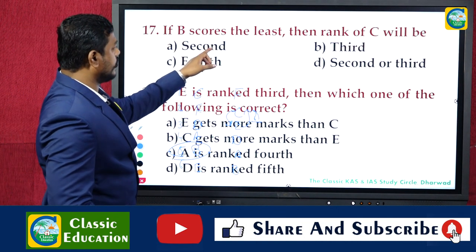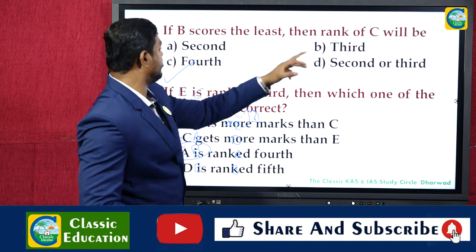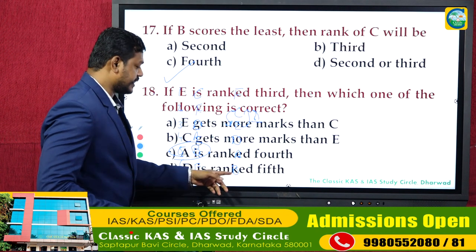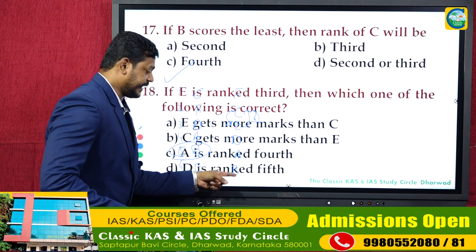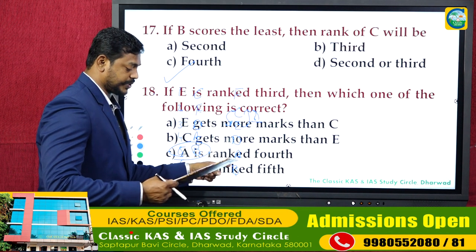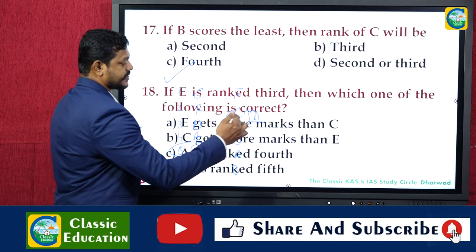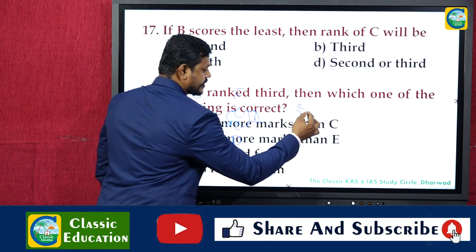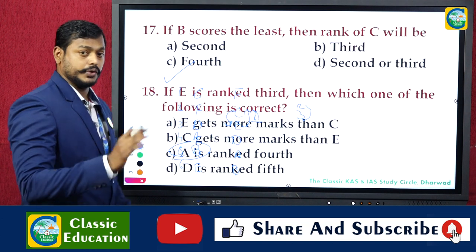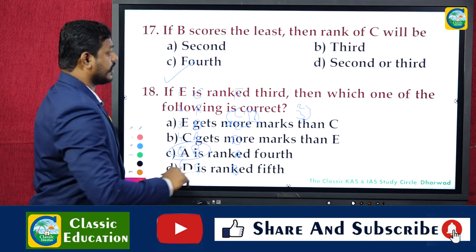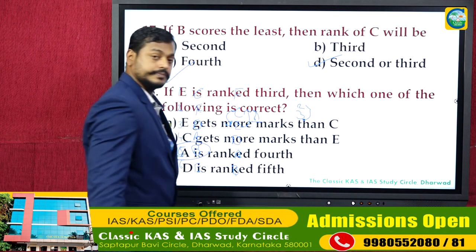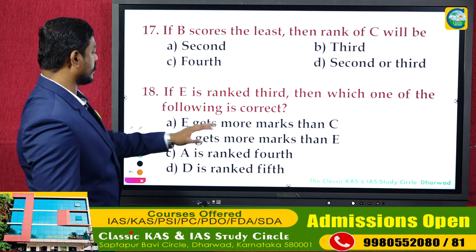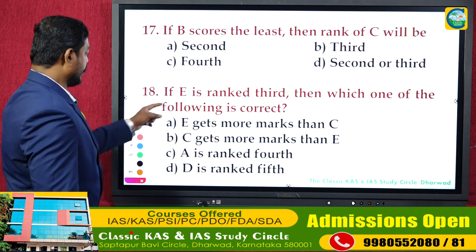Right, if B scores the least, the rank of C will be... B scoring least means it will come in the second case. B is the least here, then what is the position of C? C can be in second place, or else I told third place; it could be either. We don't know the exact value of C, so the answer option is second or third, right friends? Okay, next we'll move on. Sorry, here is also one more question.